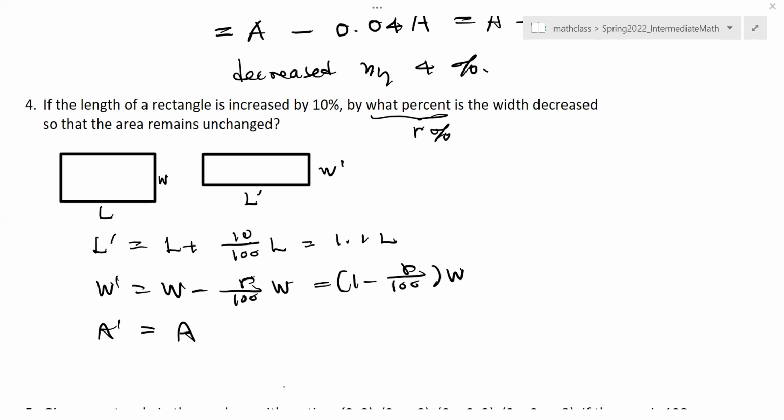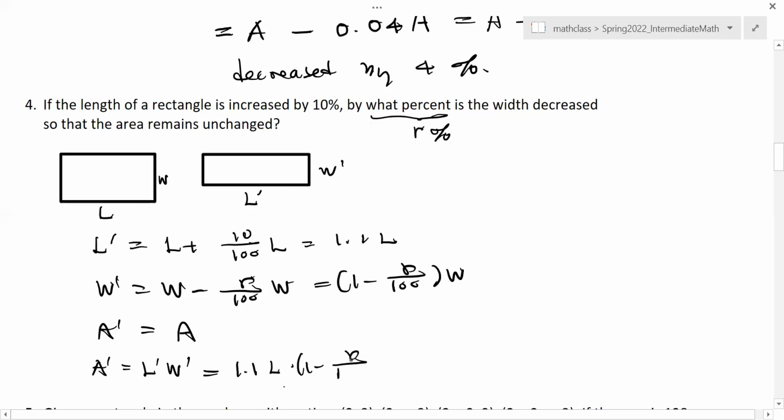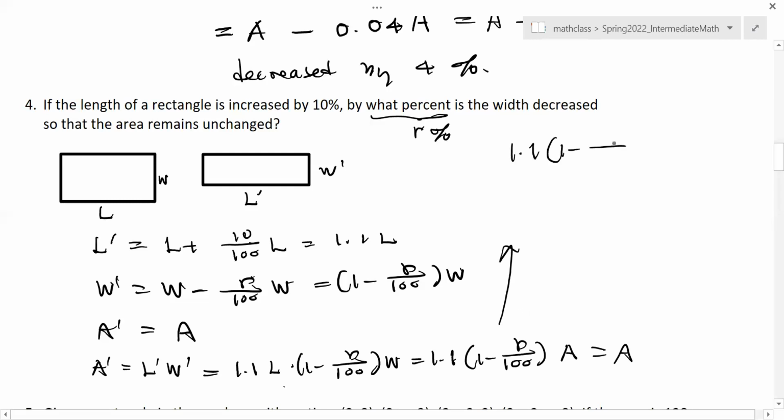So how? Okay, let's look at A prime. A prime is going to be L prime times W prime, right? It's a product of the new length and new width. So that's 1.1 L times 1 minus R over 100 times W. So it's 1.1 times 1 minus R over 100 times LW. LW is A, right? So that's A. So this should be equal to A, which means 1.1 times 1 minus R over 100 equals 1. So you just need to solve this equation, okay?